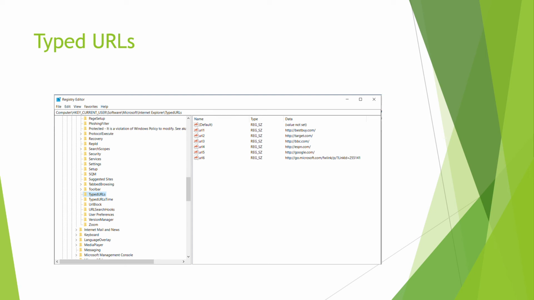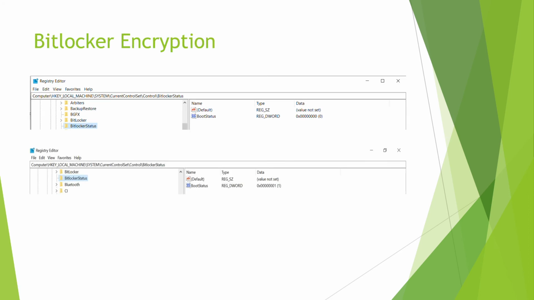But if you go to Computer, HKEY_CURRENT_USER, Software, Microsoft, Internet Explorer, you can go to TypedURLs. I typed a few things in here right before I started the screen capture, just to show. Now we can see Best Buy, Target, BBC, ESPN, Google. That last one, URL 6, is actually just the splash page that it lands on. So it's just another way to find browser history and stuff of that nature. Good information to know.